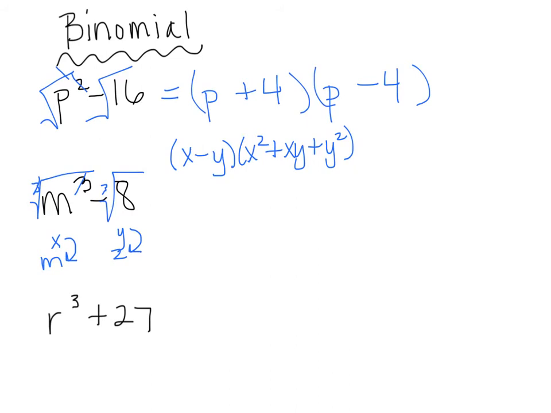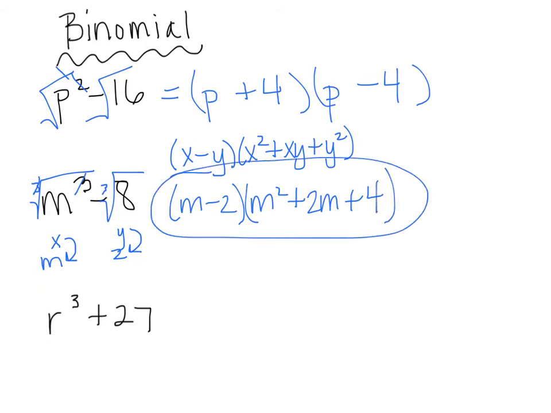So if I'm going into this formula, instead of x minus y, it's going to be m minus 2. Instead of x squared, it's going to be m squared. Instead of x times y, well, 2 times m is 2m. And instead of y squared, it's 2 squared, or 4. And that actually is my final answer.